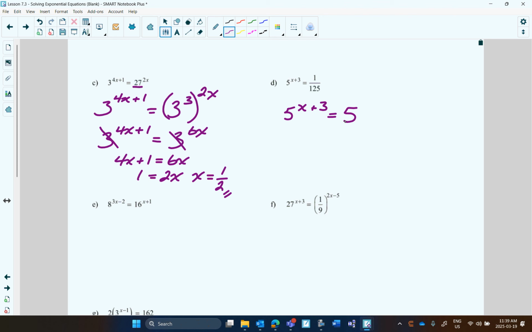Should be 5 to the negative 3. 5 times 5 times 5 is 125, but because it's a fraction, it's a negative exponent. Cross out and solve. x plus 3 equals negative 3, x equals negative 6.